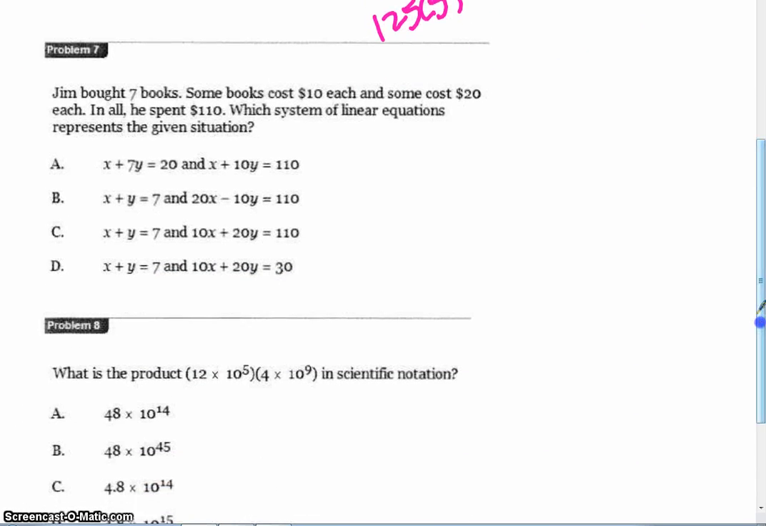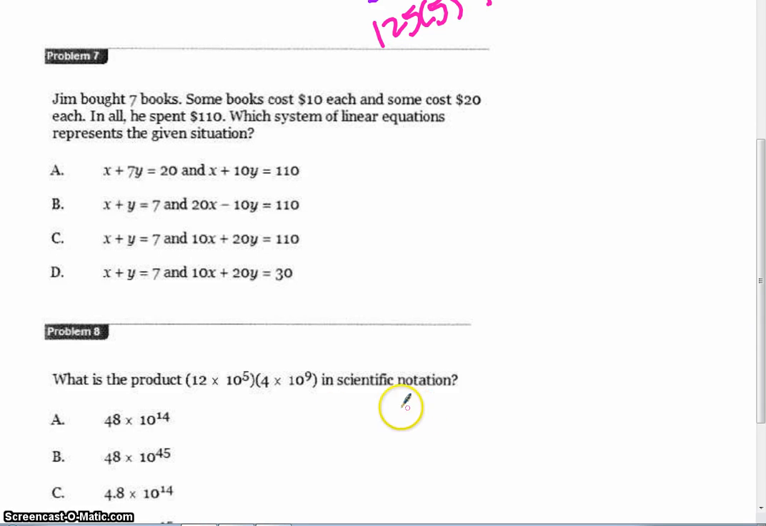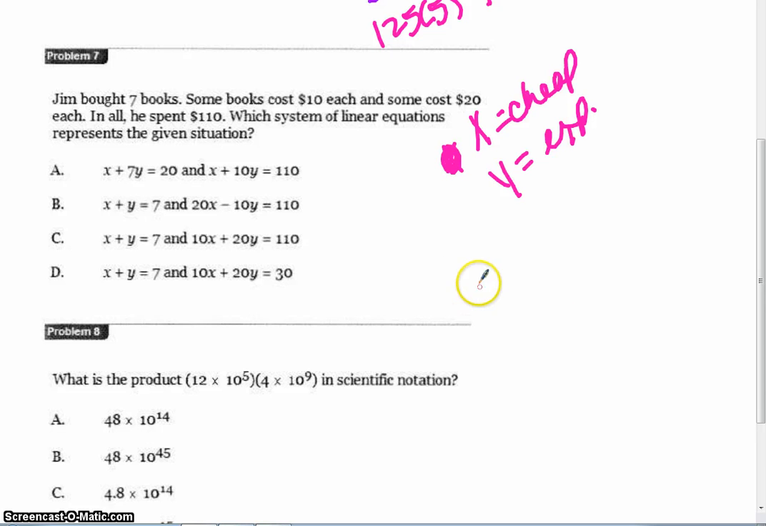Number 7, Jim bought 7 books. Some were $10 and some cost $20. He spent $110. Same kind of problem. What are the two things we're talking about? We have books. We'll say X are the cheap books and Y are the expensive books. So how many books? 7 books. X plus Y has to equal 7. That gets rid of this one.